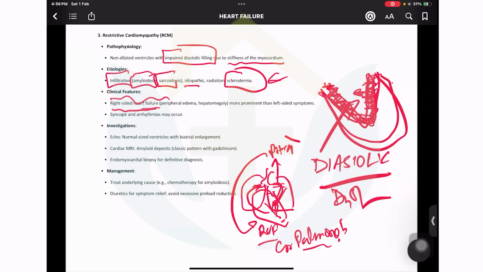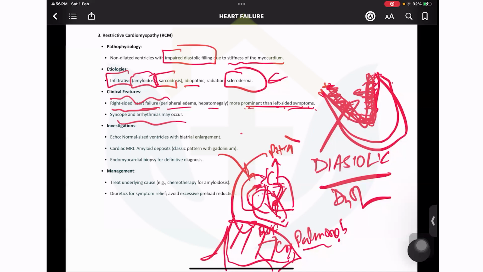So right-sided heart failure, peripheral edema can happen. Whatever remains gets collected in the abdomen. So the liver will increase in size, congestive hepatomegaly will be there, pitting edema at the peripheries, pedal edema will be there. More prominent are right-sided signs. And once you put in a stethoscope, you may not find much in the chest. There will not be pulmonary edema. So the chest will be clear.